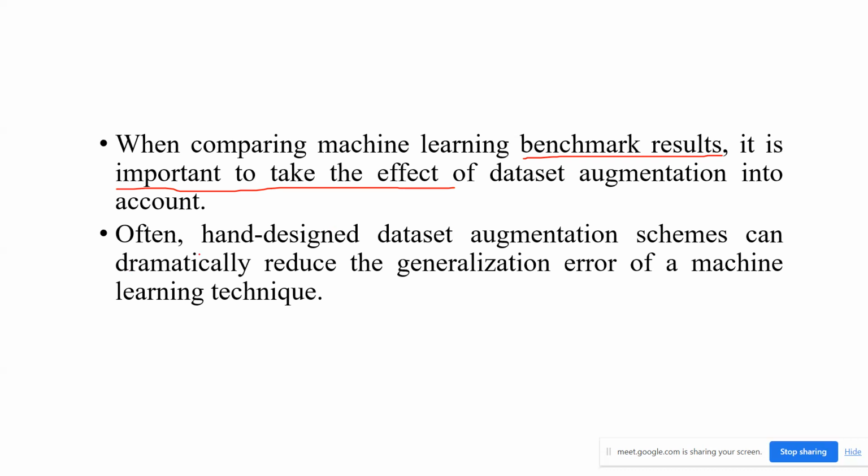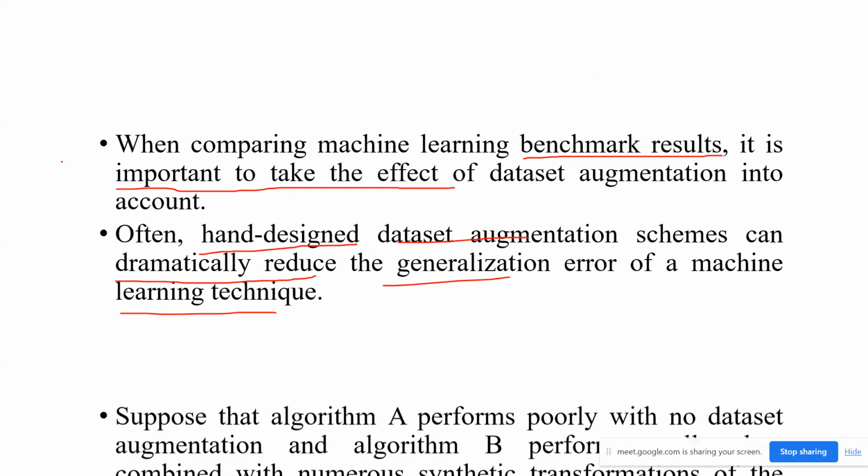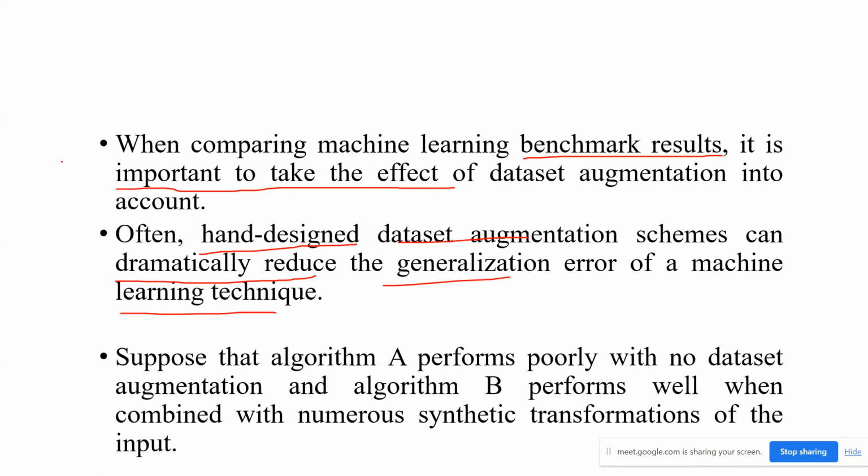Okay. So hand designed dataset augmentation schemes dramatically reduce generalization error. The machine learning techniques are implemented. That means hand designed dataset, that means it uses a machine learning algorithm in place of a deep learning algorithm. So we are extracting the features, and based on that we are rotating. That means we are changing the parameters. Parameter updation will be done for the identification of the image.